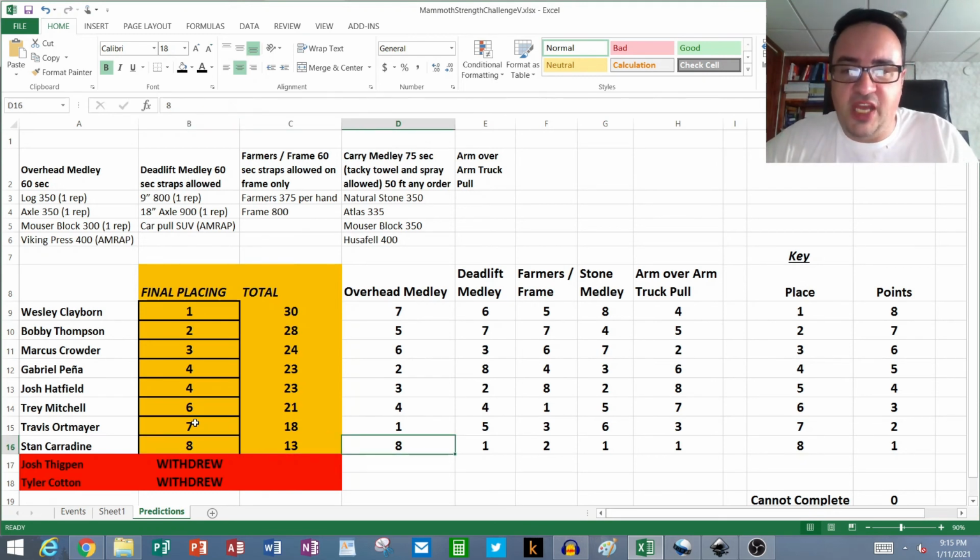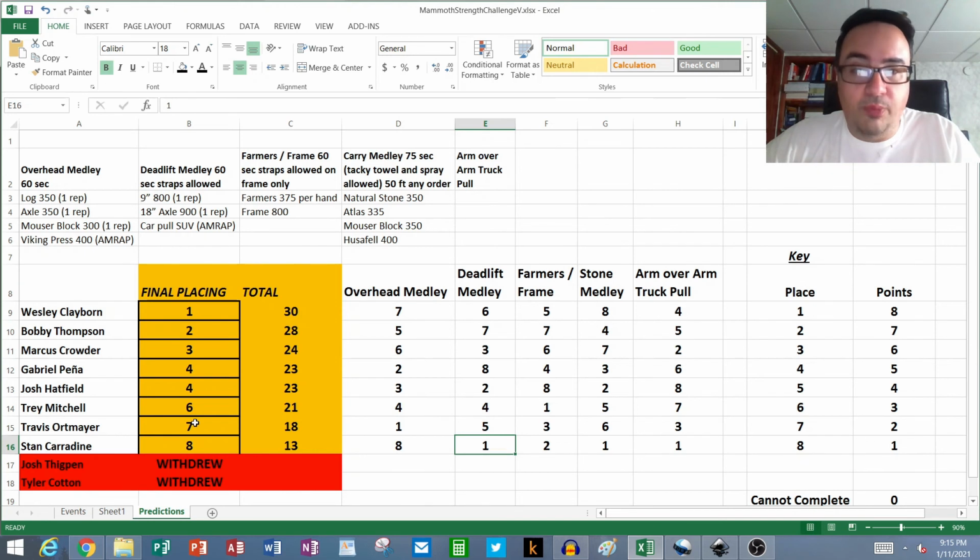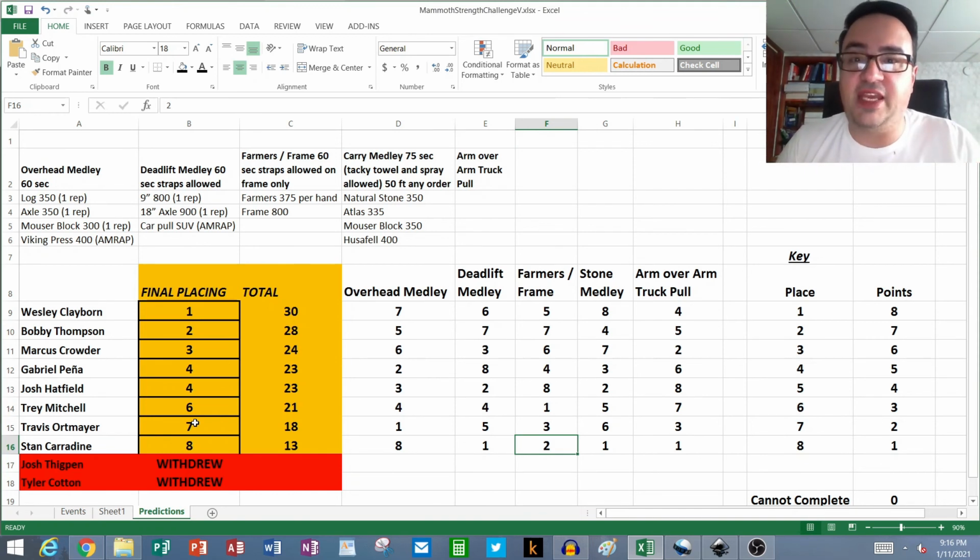But in terms of Stan Carradine, I have him getting 8 points on the overhead medley, which is first place, and then 1 point, meaning last place or eighth place, in every other event except the farmer's frame, in which he'll get 2 points for seventh. So that's my breakdown for Stan Carradine.